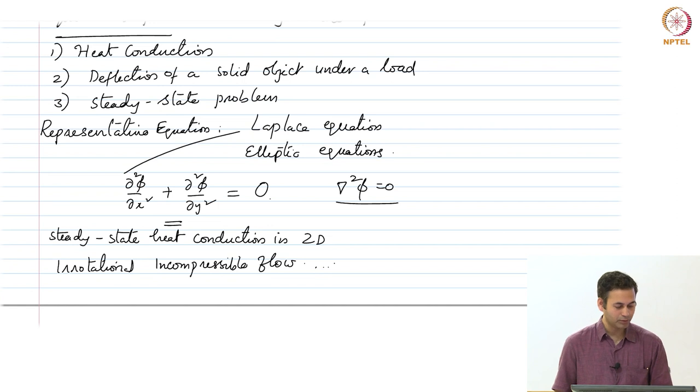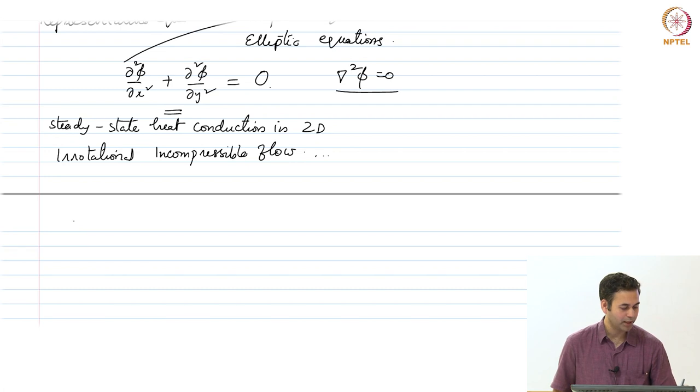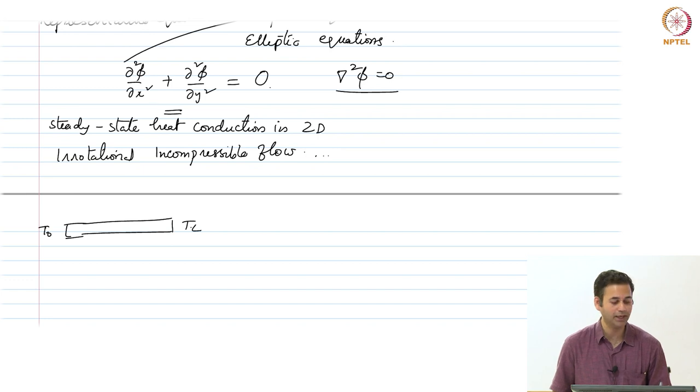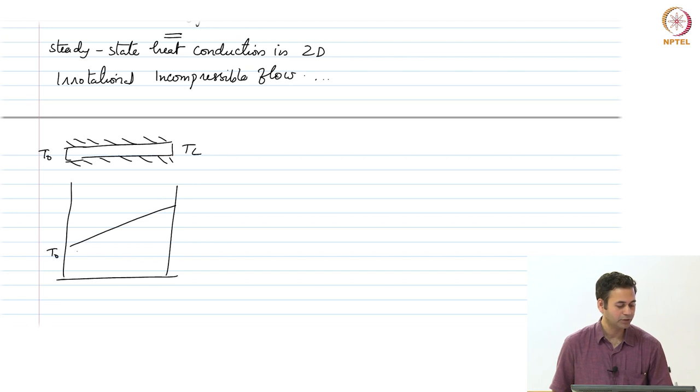Okay, and so on. So we could use it to represent these steady state problems. One example: consider a 1D problem, let's say we have a solid rod where we keep one end at T naught and the other end at a higher temperature TL, and we insulate all the sides of it. So in a steady state, if you assume that there is no source, the solution would look something like this.